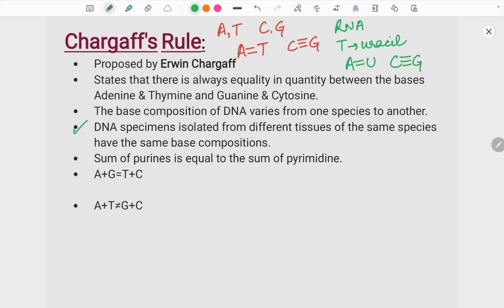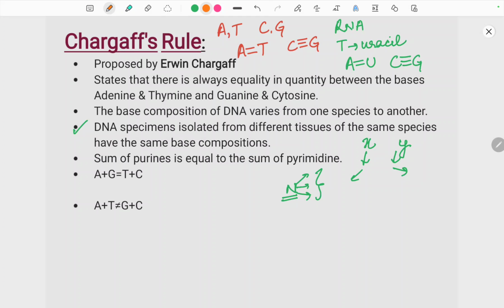The DNA specimen isolated from different tissues of the same species have the same base compositions. Suppose we have two species X and Y, and the DNA isolated from both these species will have a different DNA base composition. Whereas, suppose if we have a species called N and the DNA molecules are isolated from different tissues of these species, the base composition of those DNA molecules will remain the same.